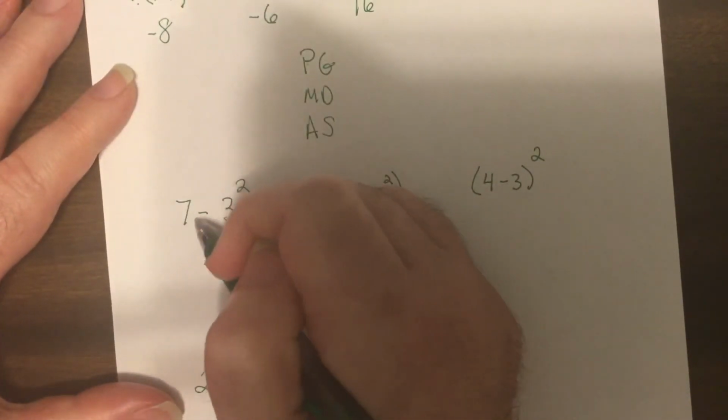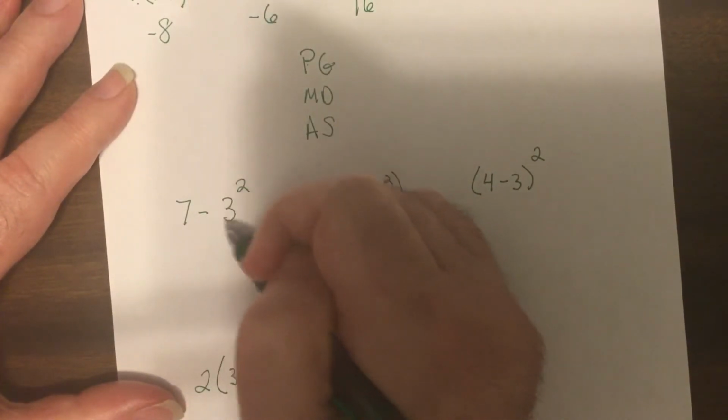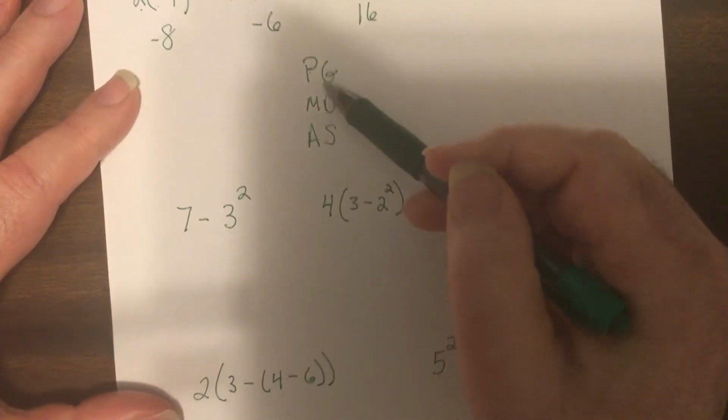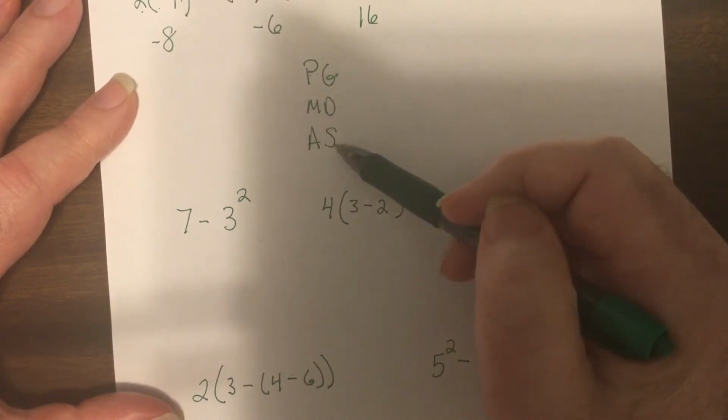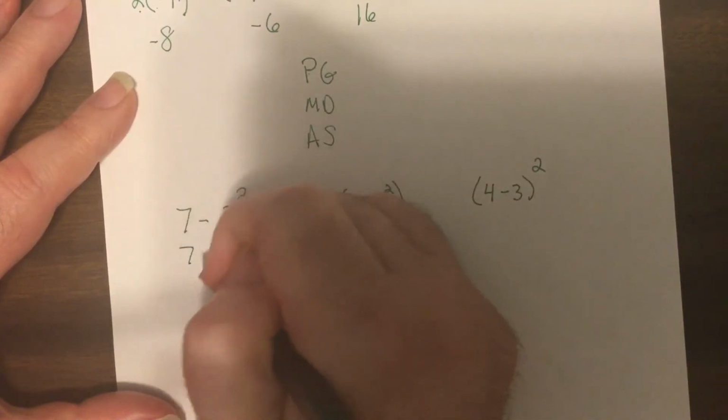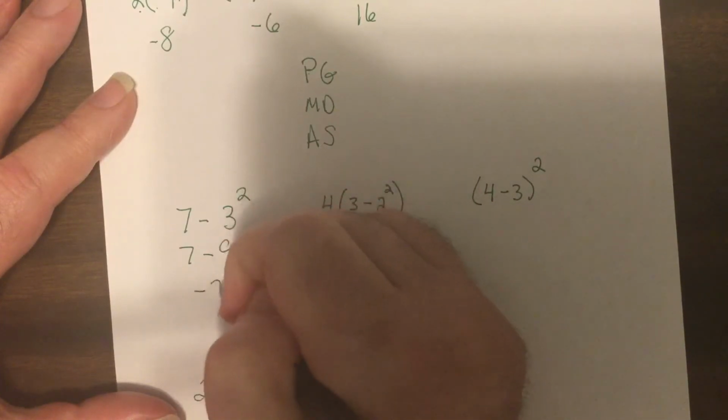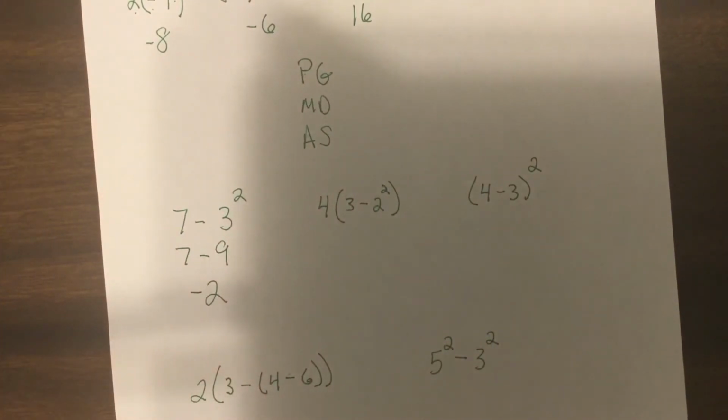So this, I have to do the power first because it's a higher order of operation than subtraction. So I'd go 7 minus 9, which is -2. Now the book gets a little bit happy with how many operations it has in one problem. Test won't be quite that bad.